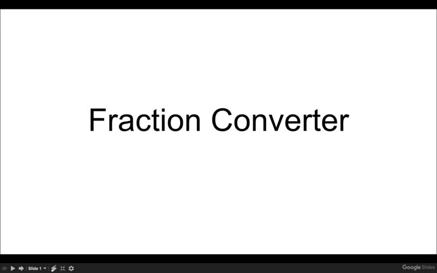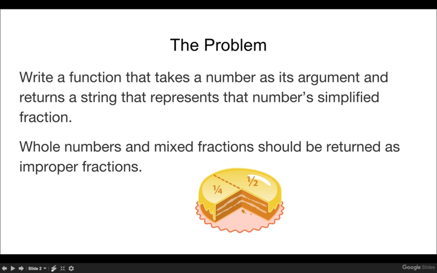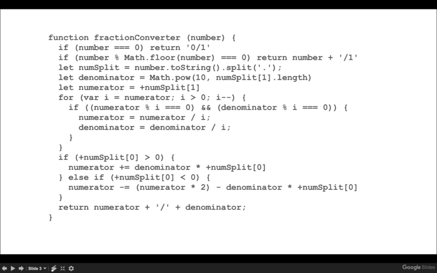All right, this is fractionConverter. You have to write a function that takes a number as its argument and returns a string that represents that number's simplified fraction. Whole numbers and mixed fractions should be returned as improper fractions. All right, you can do that.